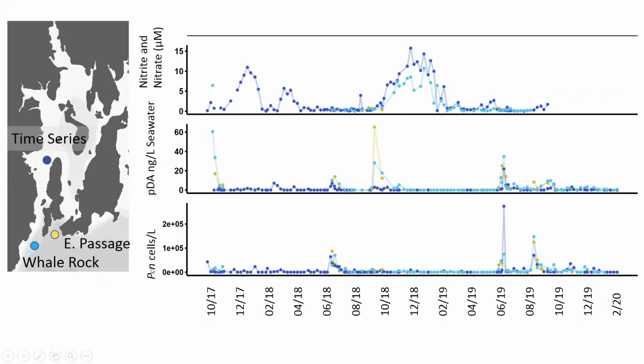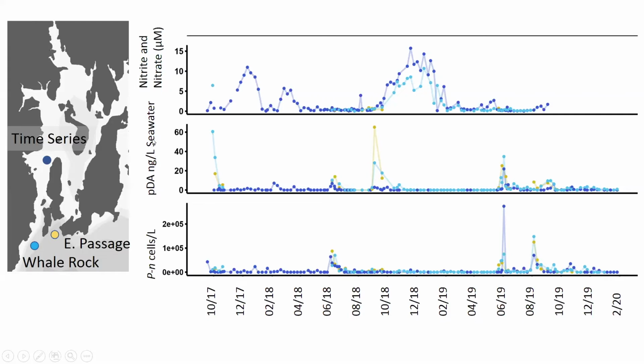We have the PN cells that we've counted over the entire length of our project period, going from 2017 to 2020. The dots that you see correspond to our different sites here. So Whale Rock is light blue, East Passage is yellow, and the time series site is dark blue. So we have our PN cells. We have our domoic acid, our cell-associated domoic acid from those phytoplankton filters.